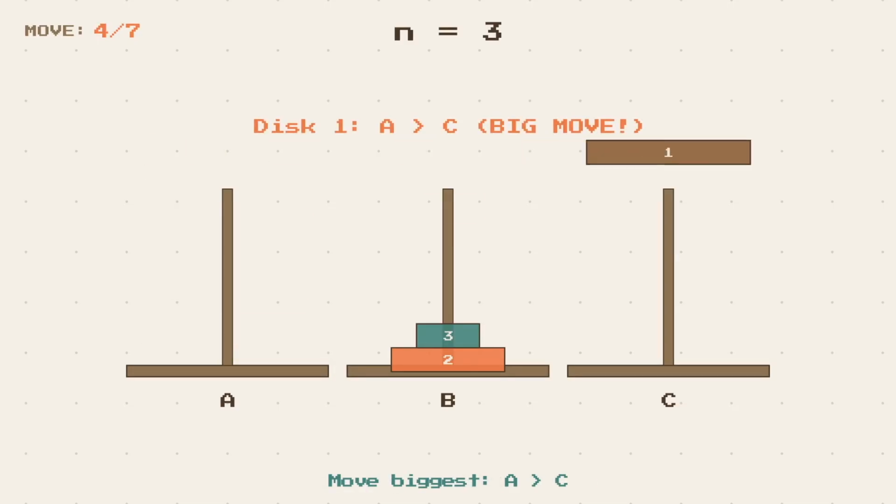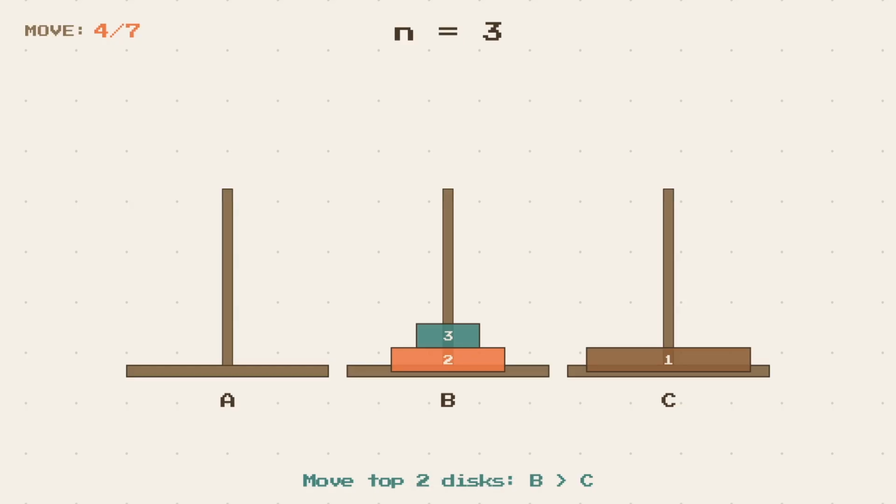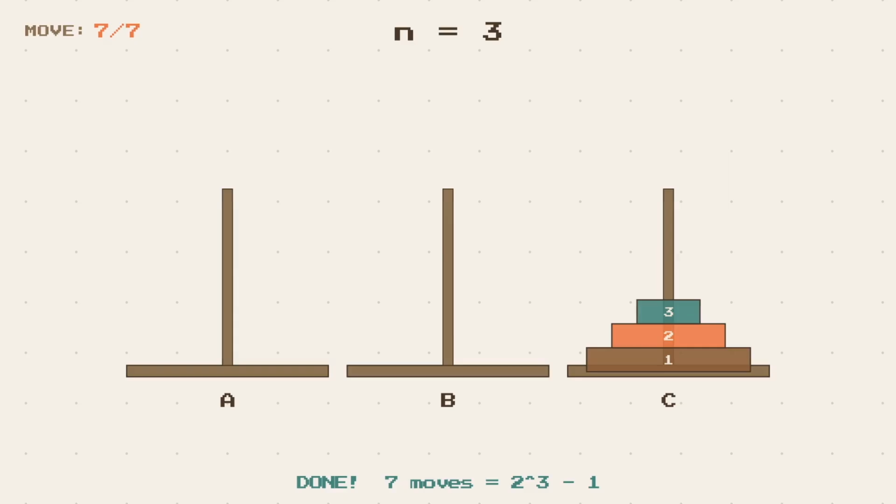So there it goes from A to C. That's the key move. Now bring the two disks from B to C. The smallest to A first, then disk 2 to C, and then the smallest to C. And that's done. That's 7 moves in total for 3 disks, which is 2 to the power of 3 minus 1. But what happens when we add another disk?